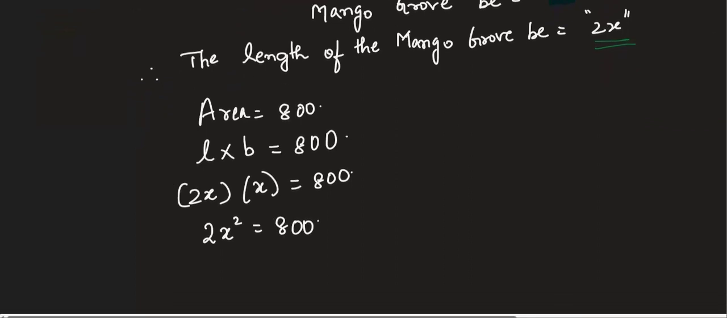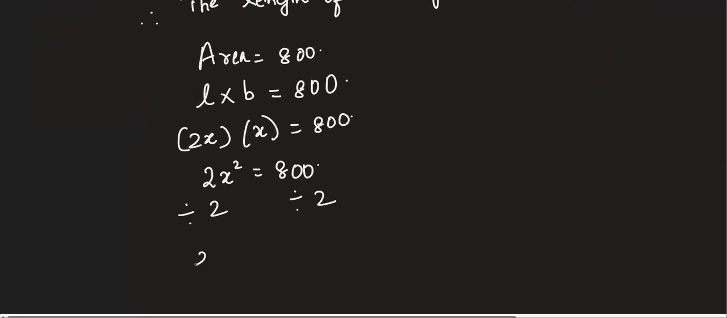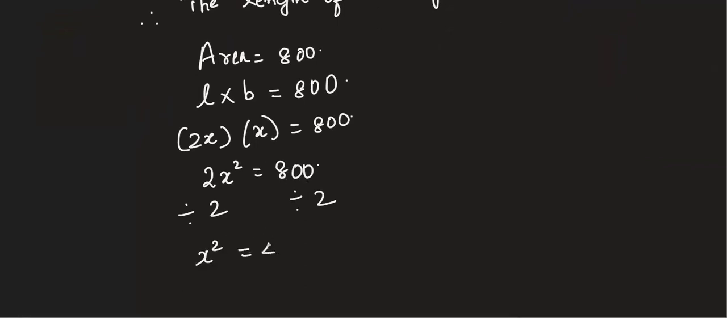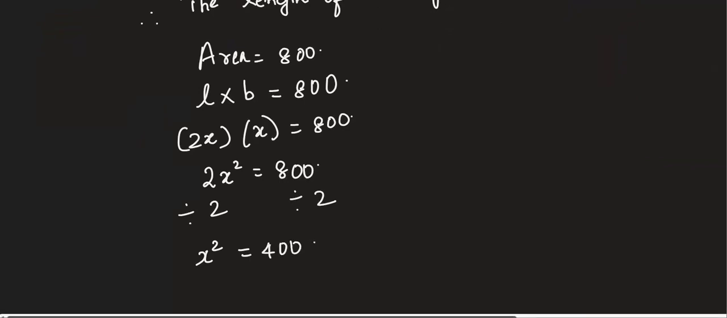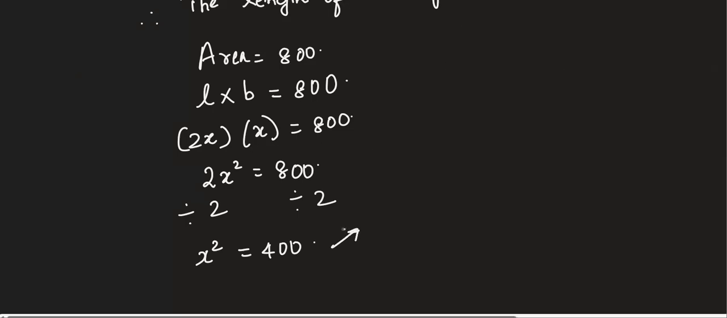Let's simplify this one. Let's divide by 2 on both sides. After dividing by 2 on both sides, this will become x square. So 2 will get cancelled, which is equal to 800 divided by 2, that is 400. Now let's write this in the standard form, that is ax square plus bx plus c is equal to 0. So here it's x square equals 400. Let's bring 400 to the other side. So this will become x square minus 400 is equal to 0.